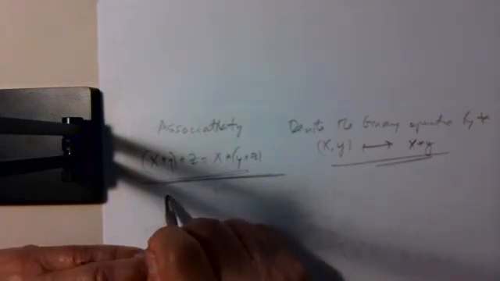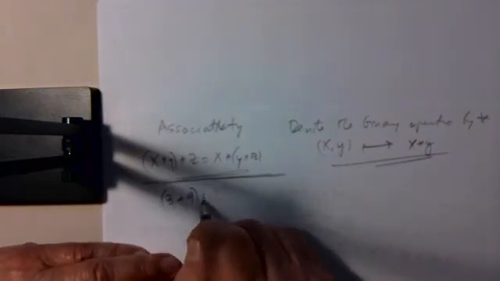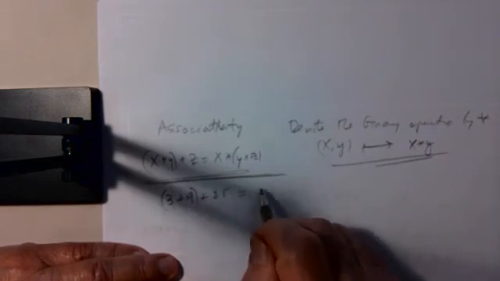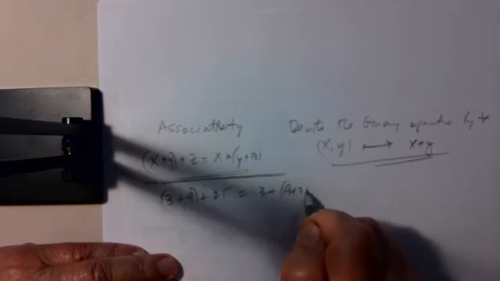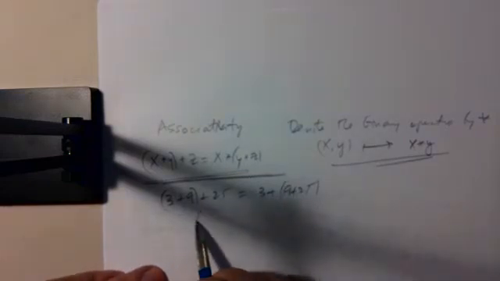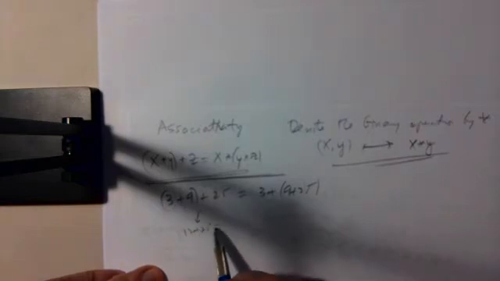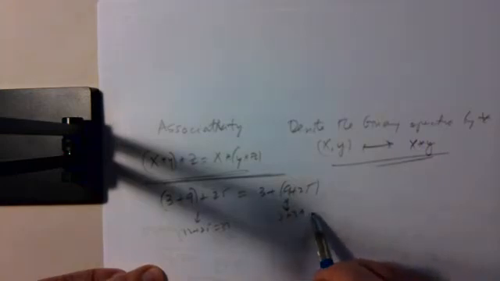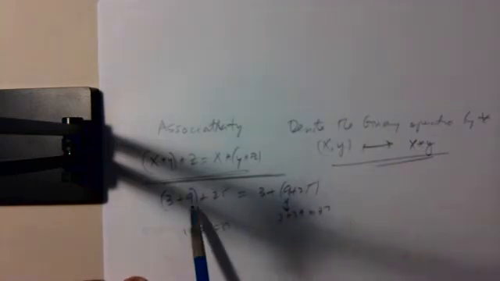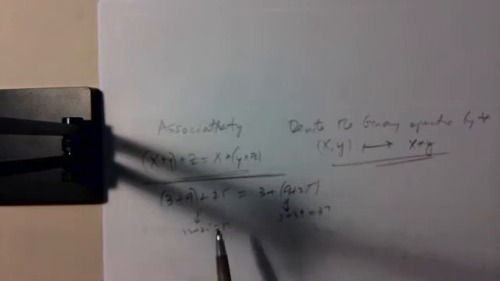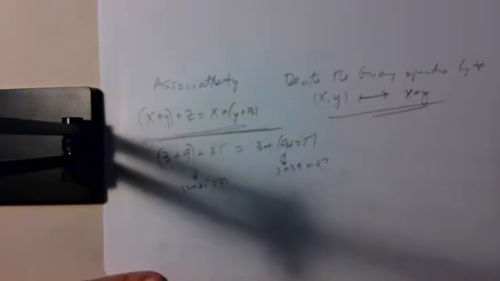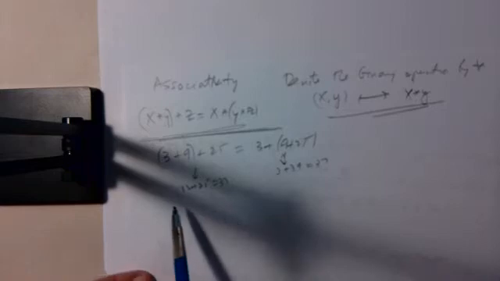Just as, for example, (3 plus 9) plus 25 is the same as 3 plus (9 plus 25), because this is 12 plus 25, which is 37, and this is 3 plus 34, which is 37, right? So that's what associativity means. A binary operation may or may not be associative, but we like ones that are.